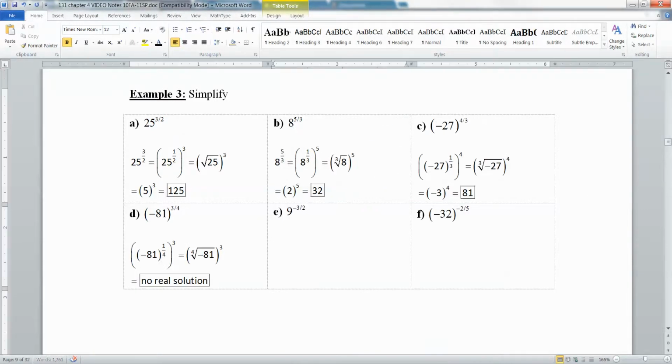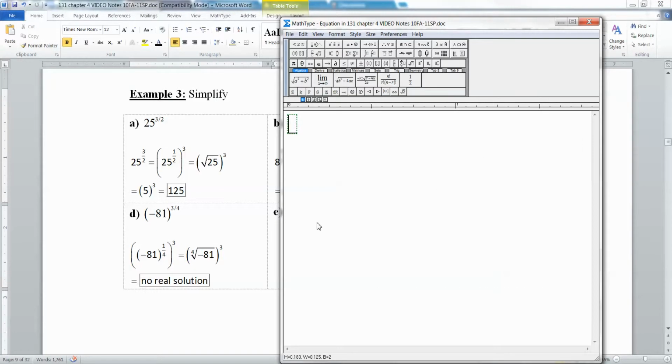Okay, what about letter E? Letter E is not going to give us that grief because, well, here, 9 to the negative 3 over 2. Oops, sorry, you guys probably like negative in front, 3 over 2. That's fine. But remember, any negative power really means it's 1 over 9 to the 3/2. You lose that negative power right there. Goes bye-bye, and you leave it just positive 3/2.